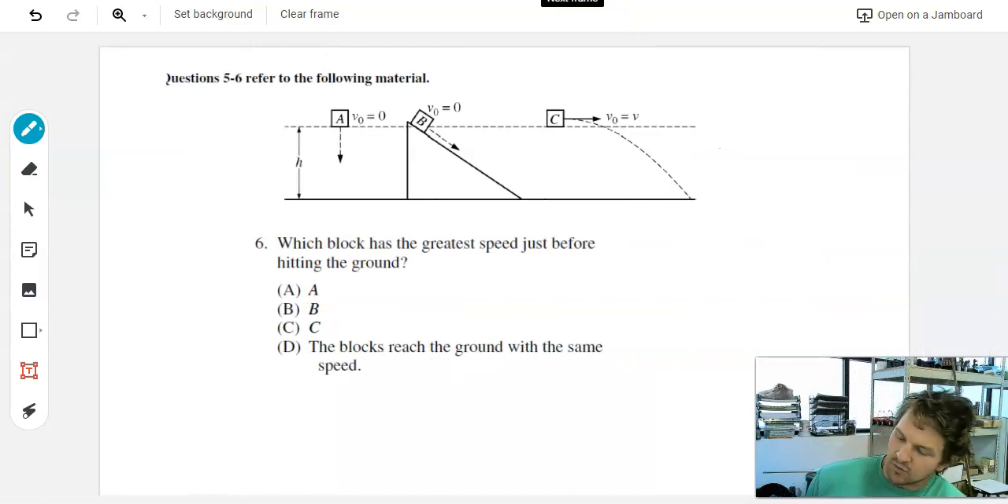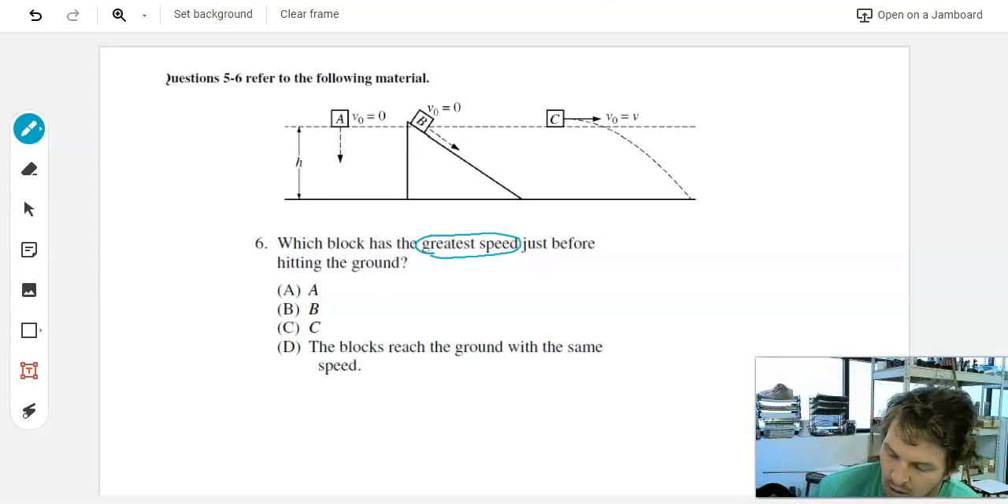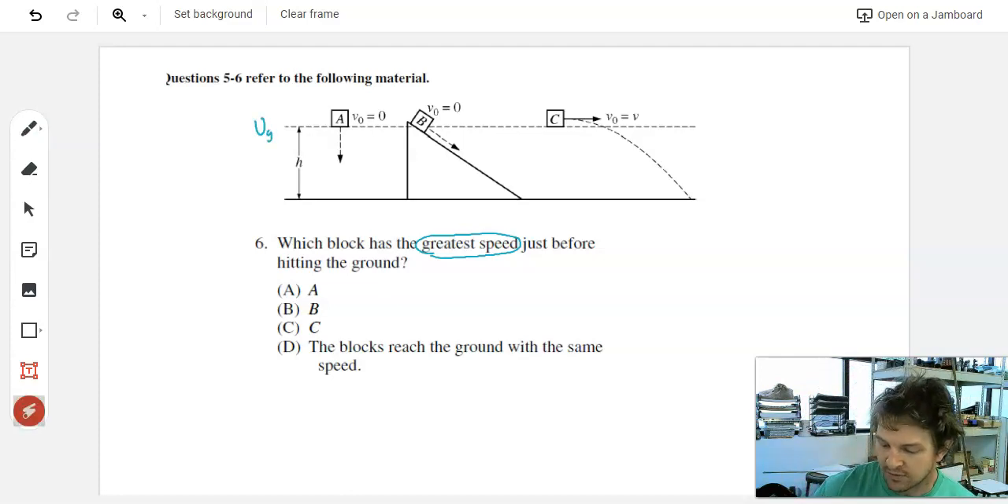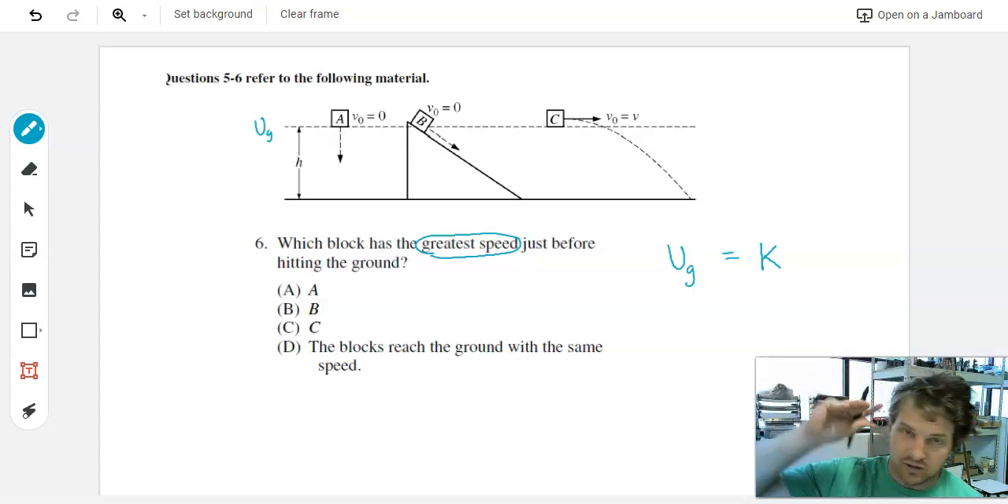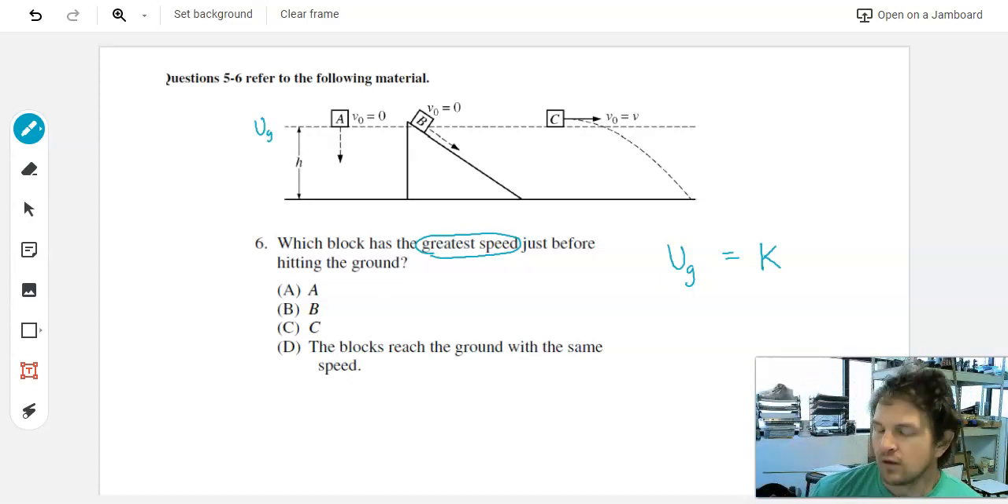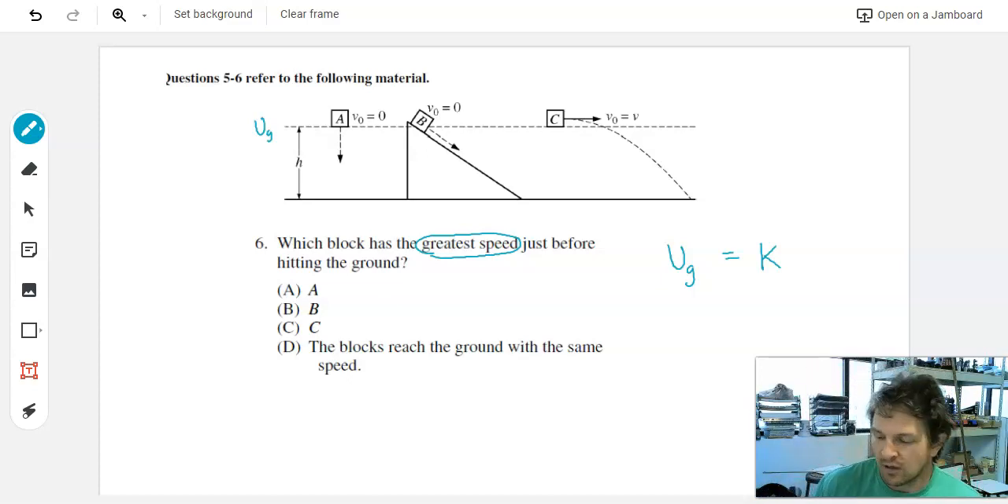For 6, it says which one is going the fastest? Which one has the greatest speed? And so this is where you can think about energy conservation. All 3 start with the same gravitational potential energy because they're starting at the same height. So all of this initial gravitational potential energy turns into kinetic energy at the bottom. So all the gravitational energy it starts with gets put into kinetic when it hits the ground. So whoever starts with the most energy is going to have the most kinetic when it reaches the bottom, right?